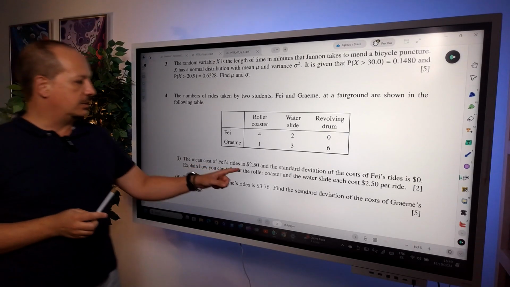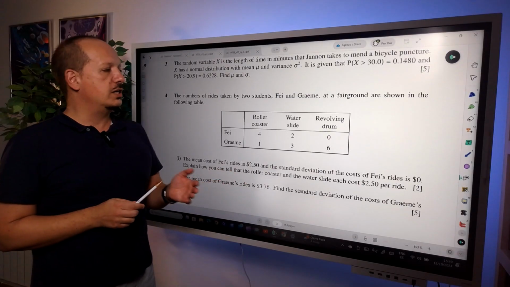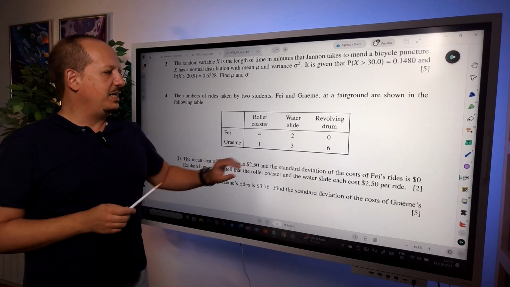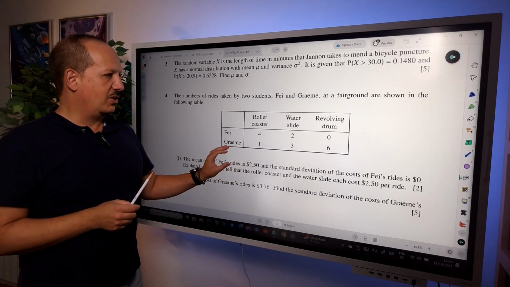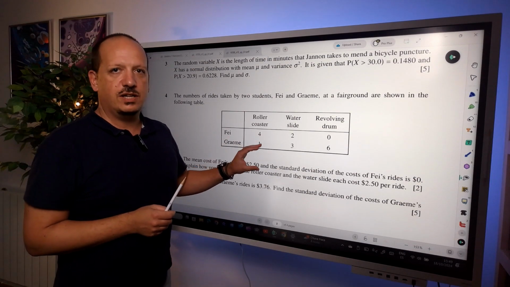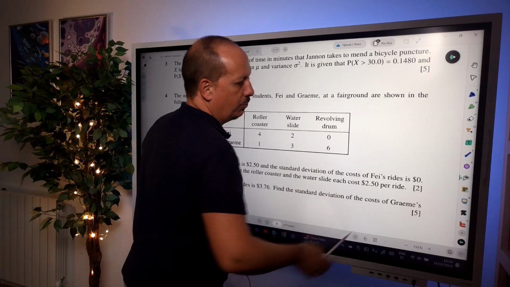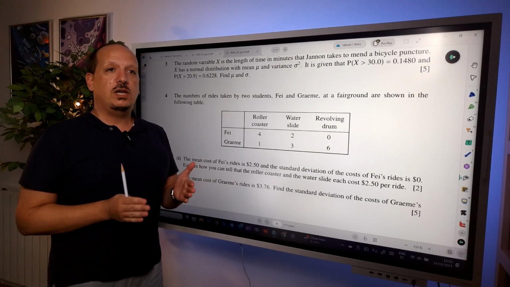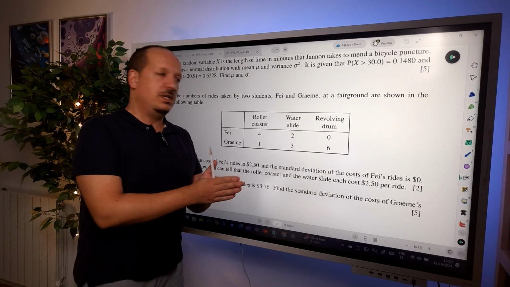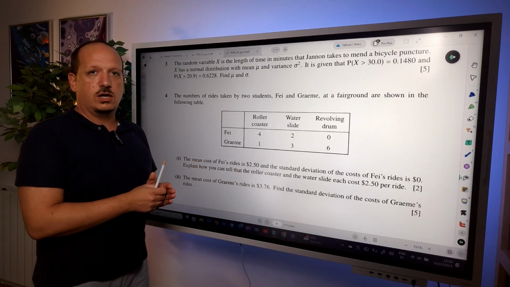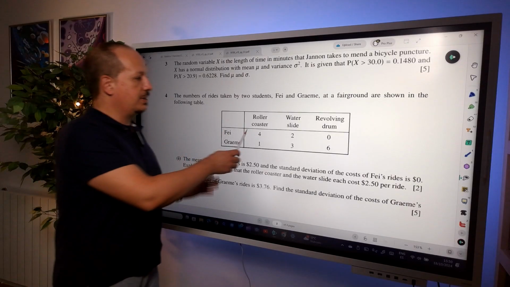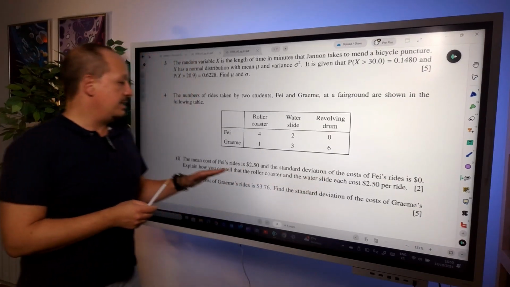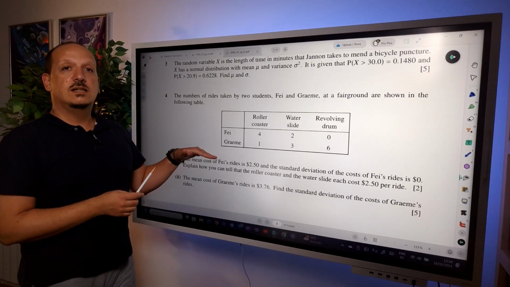Explain how you can tell that the roller coaster and the water slide each cost $2.50 per ride. This is basically and very clearly assessing your understanding of what standard deviation is. If the standard deviation is 0, this means what? This means that you have no spread. You only have no spread if the values are always the same. In this case, what values are we talking about? Is the cost of tickets. And you have 2 different types of tickets. It didn't go over there. So if the standard deviation is 0, means that the tickets must cost the same.